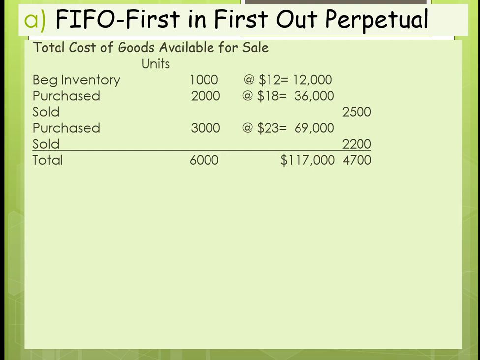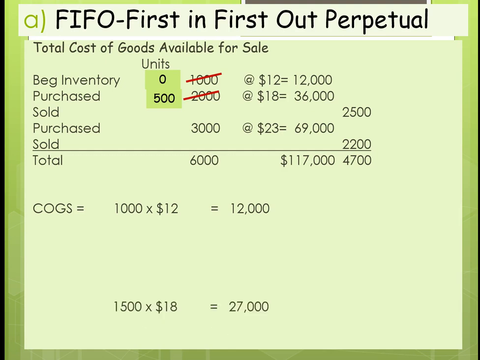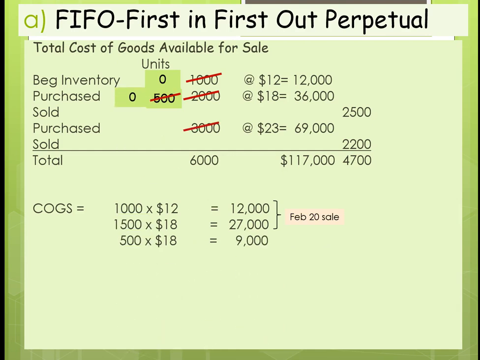Now, FIFO, here's our problem. The first thing is for FIFO, we sold 2,500 units, and so therefore we go back to our oldest first. So those would be all gone, and we would end up with 500 of those. Now we sold 2,200. We go back to our oldest units. And now we have none of those left, and we only have 1,300 at $23 each. So now we've got, those are the 2 sales.